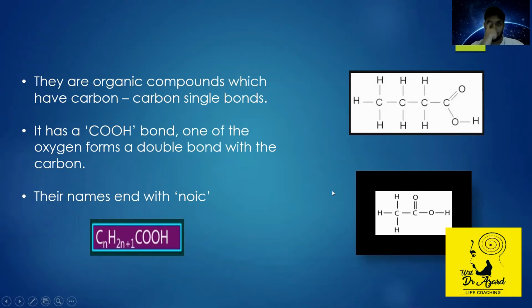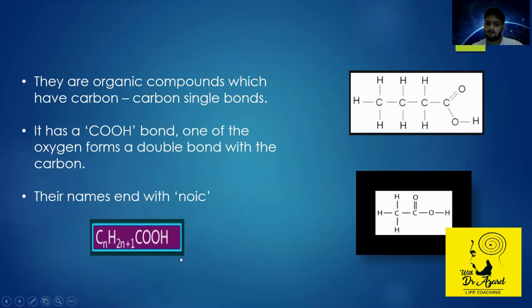If you notice in your textbook, the names of carboxylic acids normally end with the suffix "-noic". If there is a carboxylic acid with two carbons, it will be called ethanoic acid. If there are three carbons, it will be called propanoic acid, and so on.